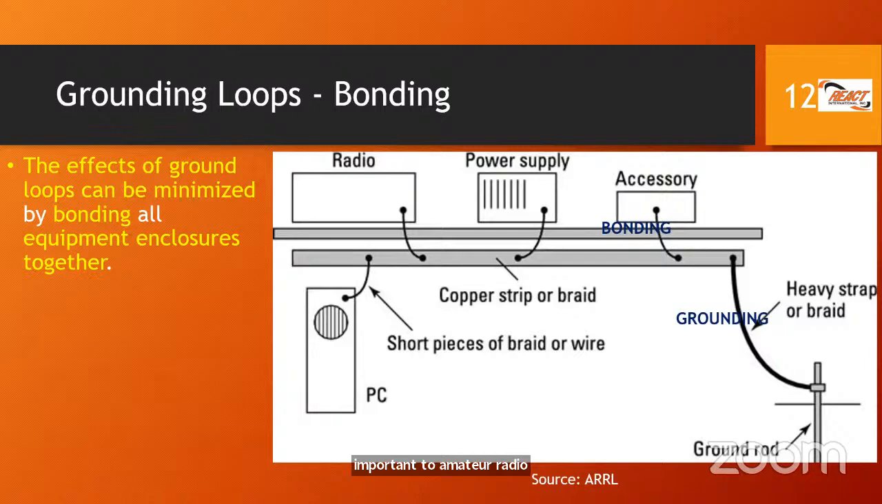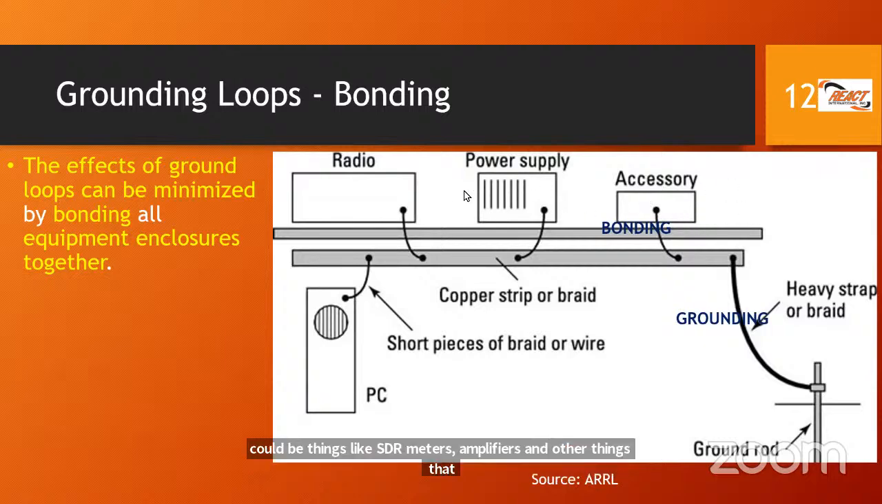Right, so we did talk about ground loops, and this is an exam question which says that the effects of ground loops can be minimized by bonding all equipment enclosures together. So if you have a radio, it has an equipment enclosure, that's the box essentially, the chassis and the outside. The power supply will have an enclosure, it's usually metallic, and we may have accessories, and those could be things like SWR meters, amplifiers, and other things that we put in line between our radio and our antenna. And we need to bond them together.